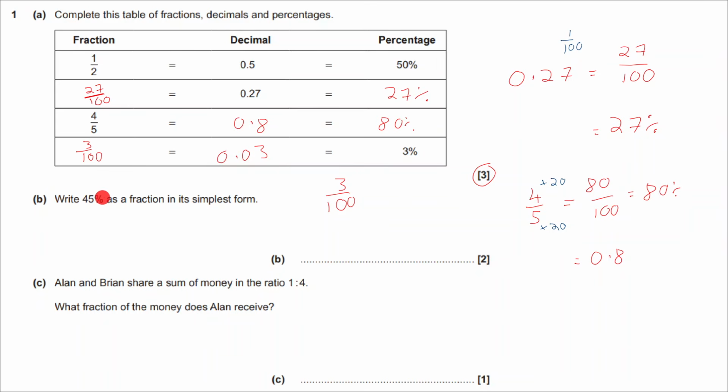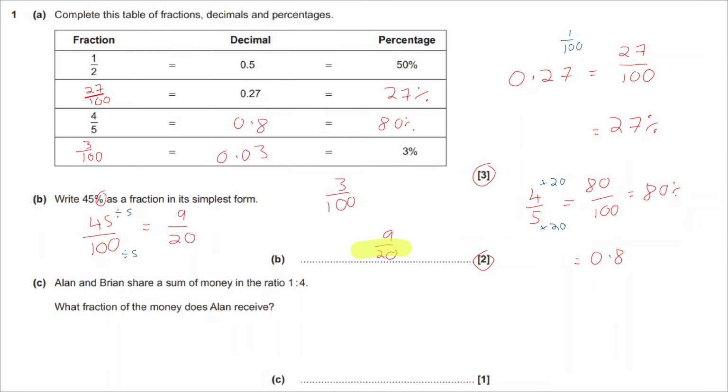Part B, write 45% as a fraction in its simplest form. So again, percent means your number, 45 per 100, and you just have to divide through now by a common factor. 45 and 100 are both factors of 5, so you can divide them both by 5. So 45 divided by 5 gives you 9, and 100 divided by 5 gives you 20. So 9 over 20 is your answer. Okay, 9 over 20. There we go. And let's highlight the answer. There we go. Is that more clear to see? Let's just highlight it. There we go.